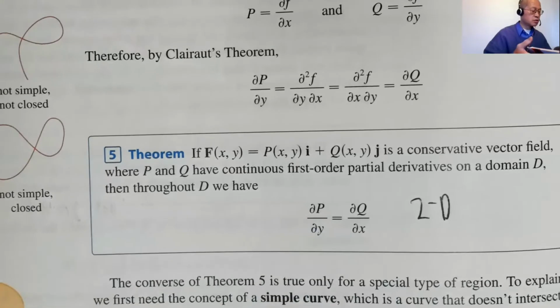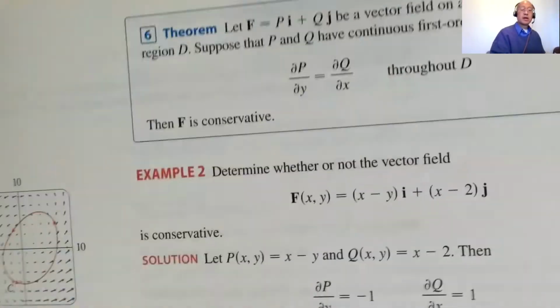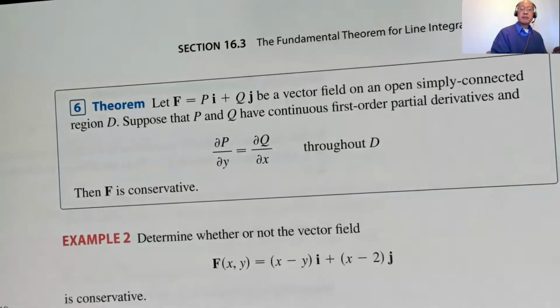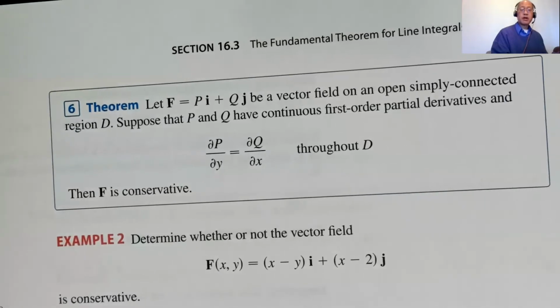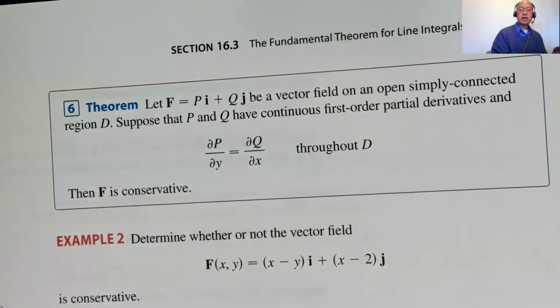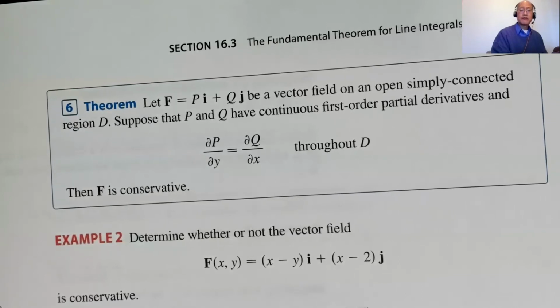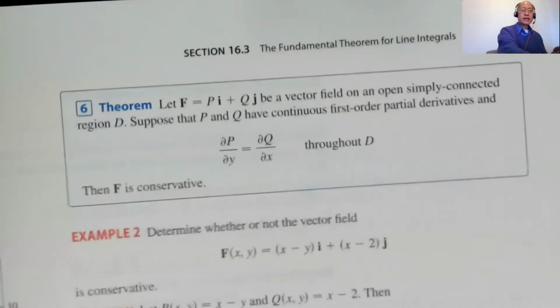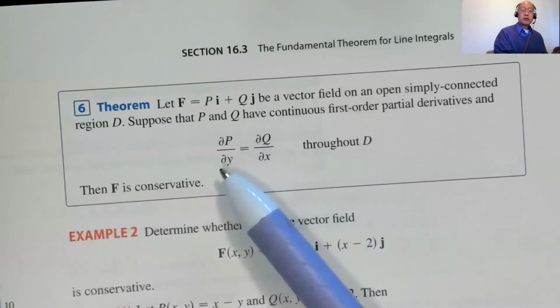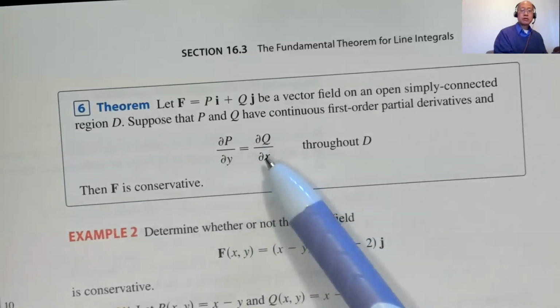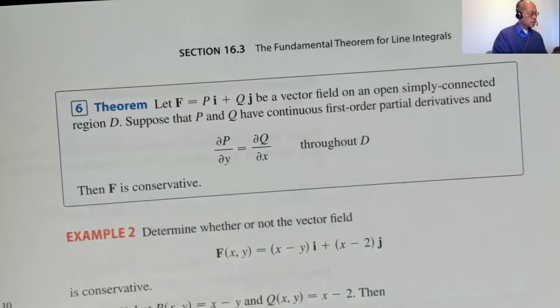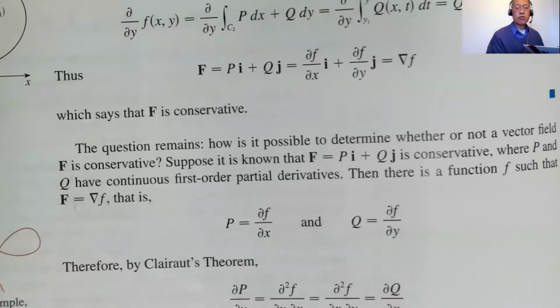Okay, the converse is also true. Namely, on page 1091, if F = P i + Q j on an open, simply connected region, suppose P and Q have continuous first order partials, and this is true, P sub y equals Q sub x, then F is conservative. It's kind of a quick explanation as to why that works.